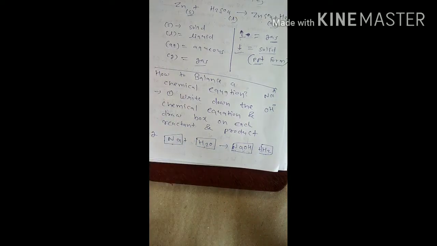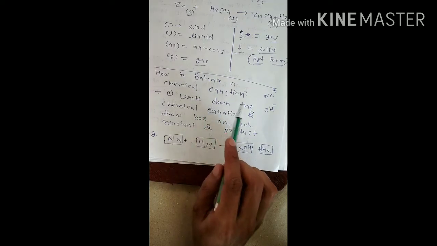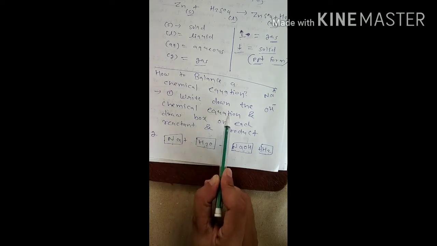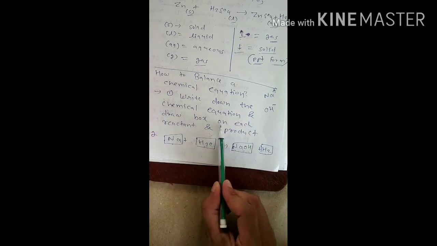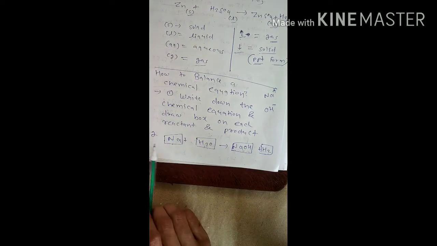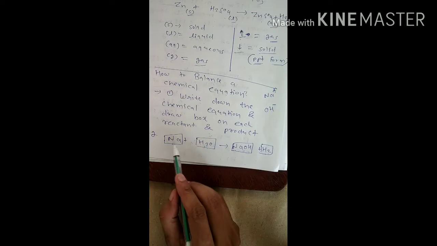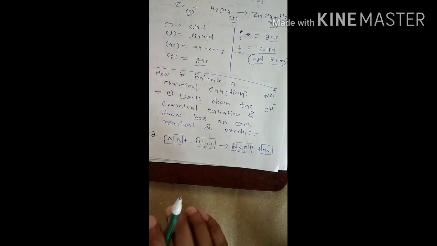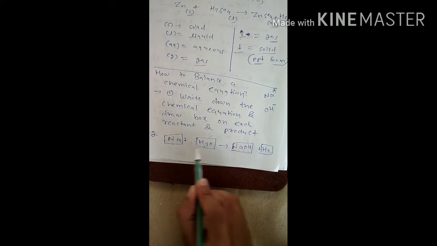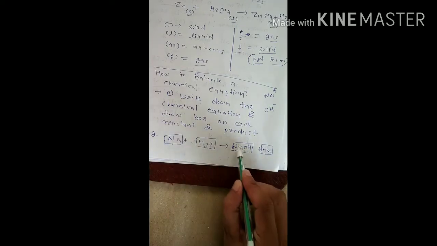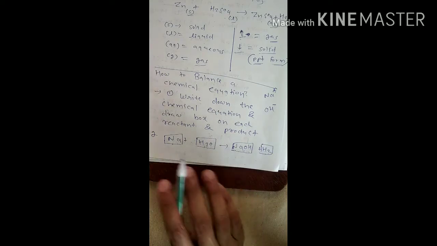So what is the first step to write a balanced chemical equation? The first step is to write down the chemical equation and draw a box on each reactant and product. So write the chemical reaction and draw the boxes. That is our first step. Na plus H2O gives NaOH plus H2. I have drawn the boxes here. That is our first step.